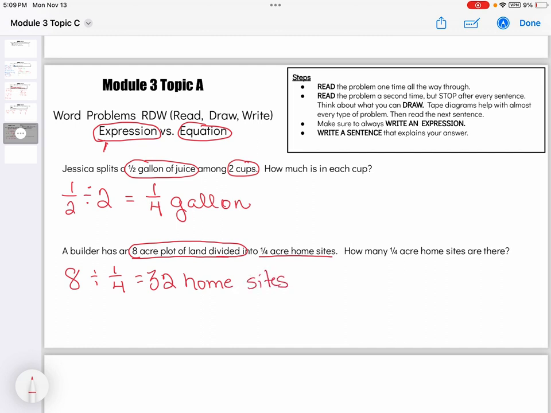Now on the test, it's going to look like this. It's going to say equation. And they would have to enter 8 divided by 1/4. And then it may say solution. And the only thing that would have to be written is 32.